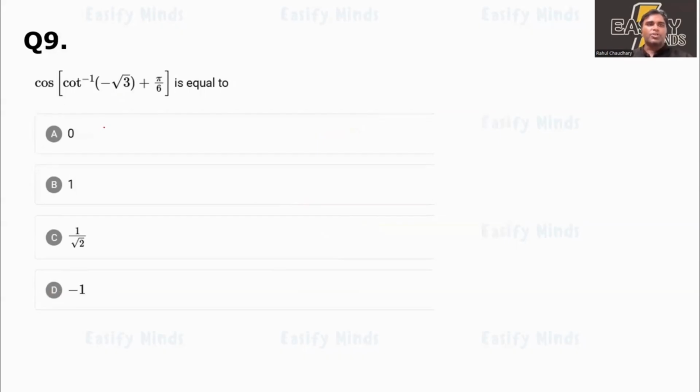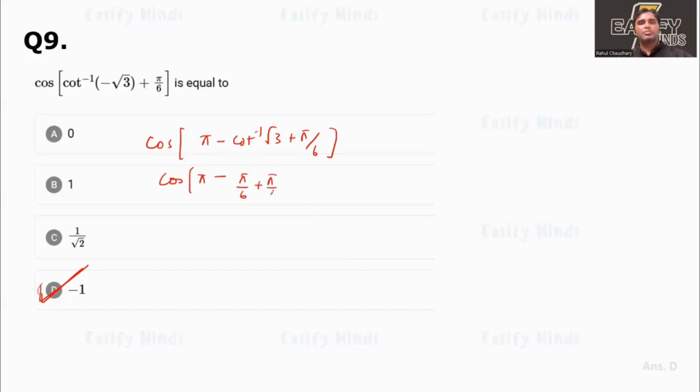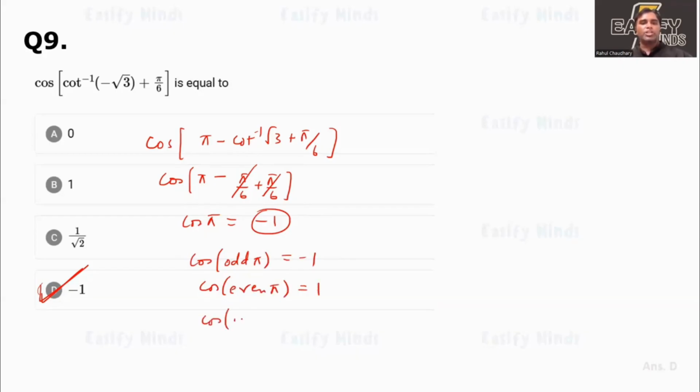Very easy problem. cos(cot inverse(-root 3) + pi by 6). What is the answer? Do let me know. Cot inverse of minus root 3 means pi minus cot inverse root 3, plus pi by 6. Cot inverse root 3 is pi by 6. So we are left with cos pi, and cos pi is minus 1. Cos of odd multiple of pi gives minus 1, cos of even multiple of pi gives plus 1, and cos of multiple of pi by 2 gives 0. Remember these things.